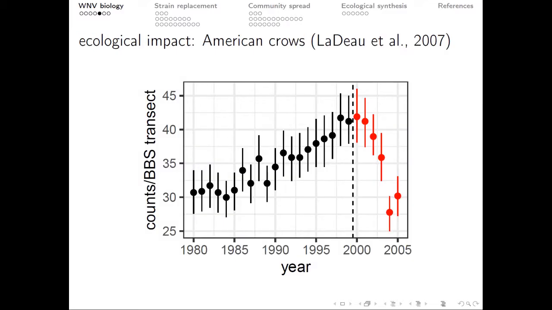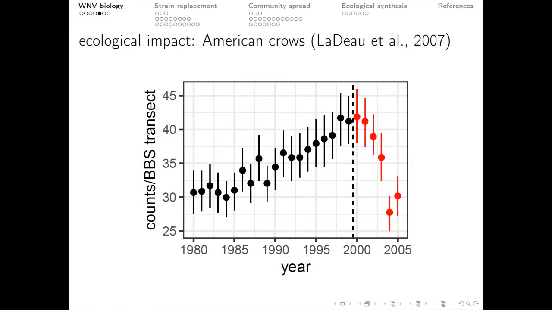But the other thing we know is that it does have an ecological impact. This is counts from the North American Breeding Bird Survey of the average number of American crows detected on a sample transect.